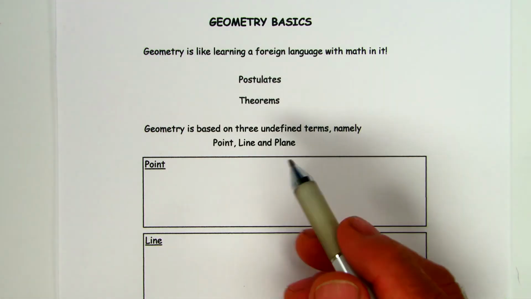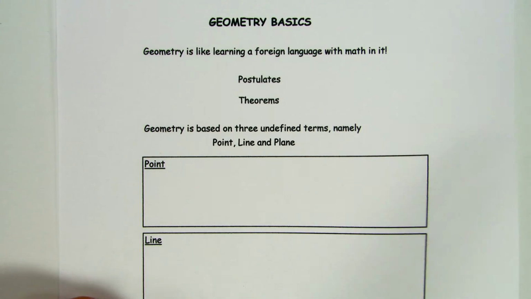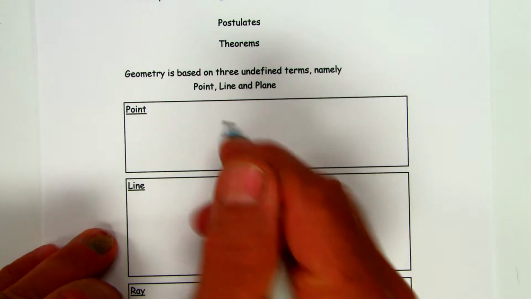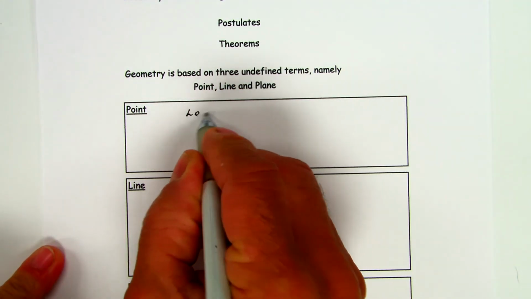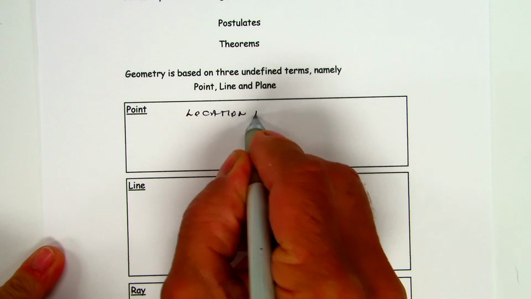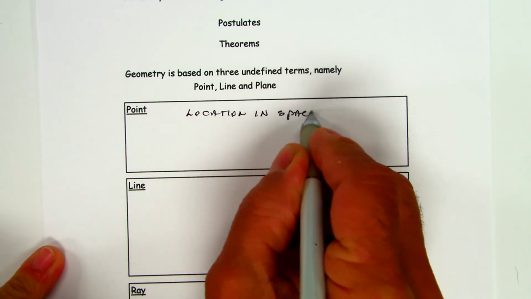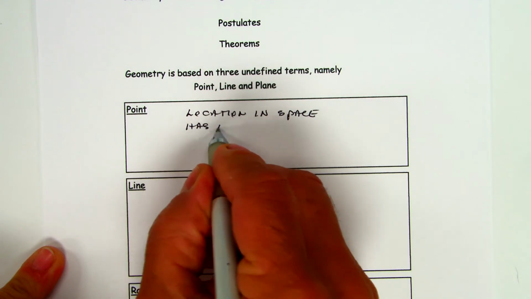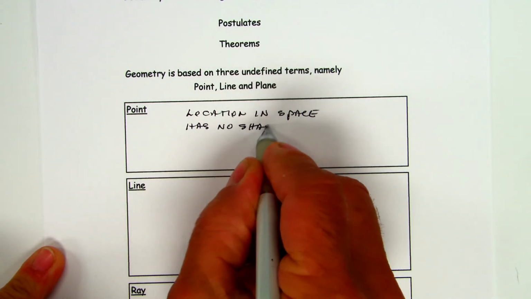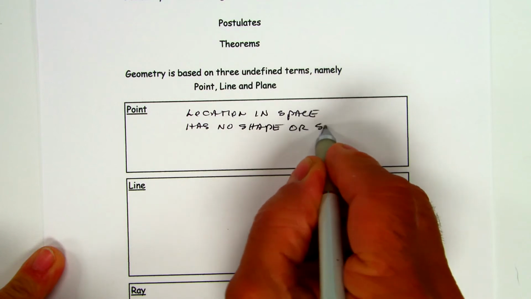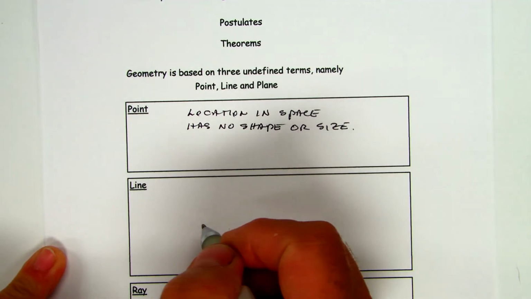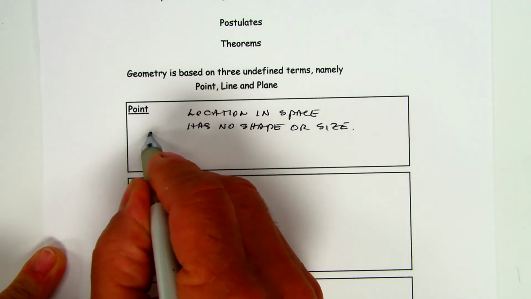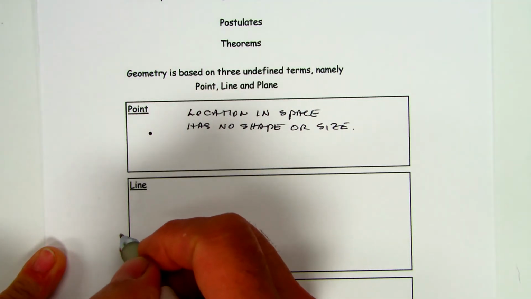Now, geometry is based on three undefined terms. The first term is point. A point is a location in space. Has no shape or size. Now, we indicate a point so that we know where it is. We put a point so that we know where it is. Otherwise, we wouldn't know where it was.